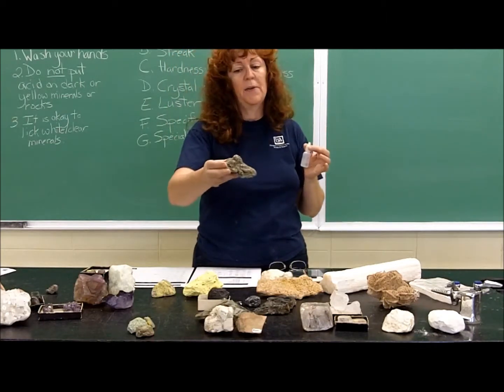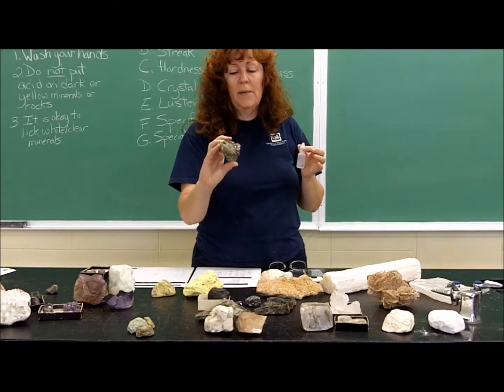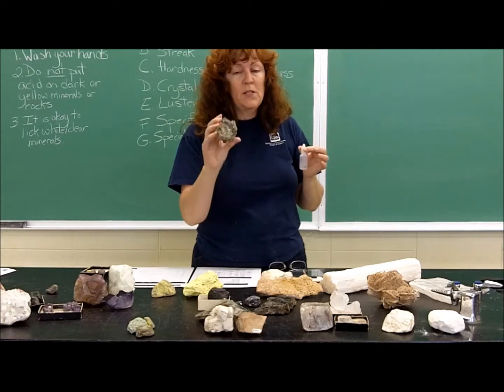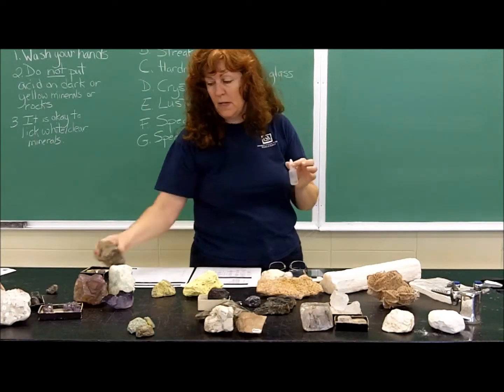So for instance, this is pyrite. Pyrite looks like gold, and it's called fool's gold. This also contains extremely high amounts of sulfur, so don't put the acid on this either.